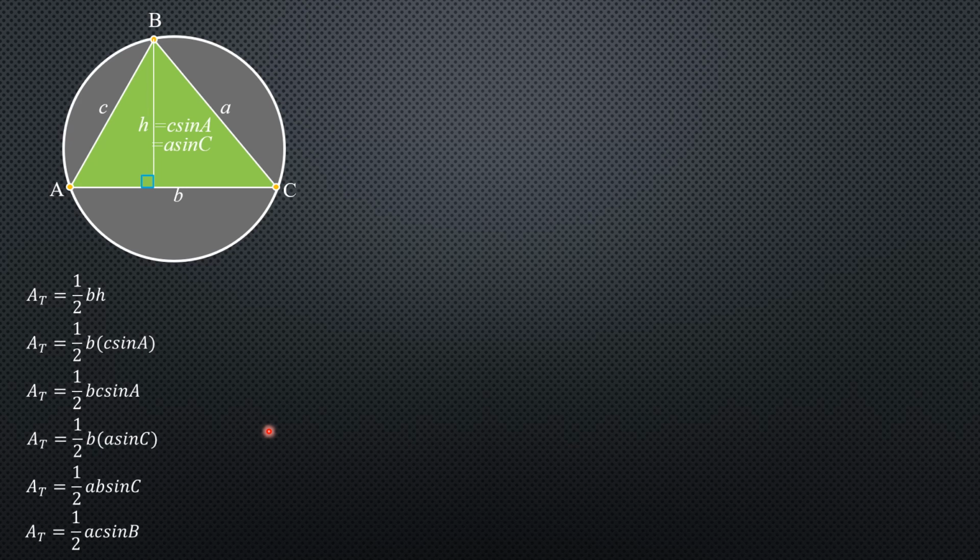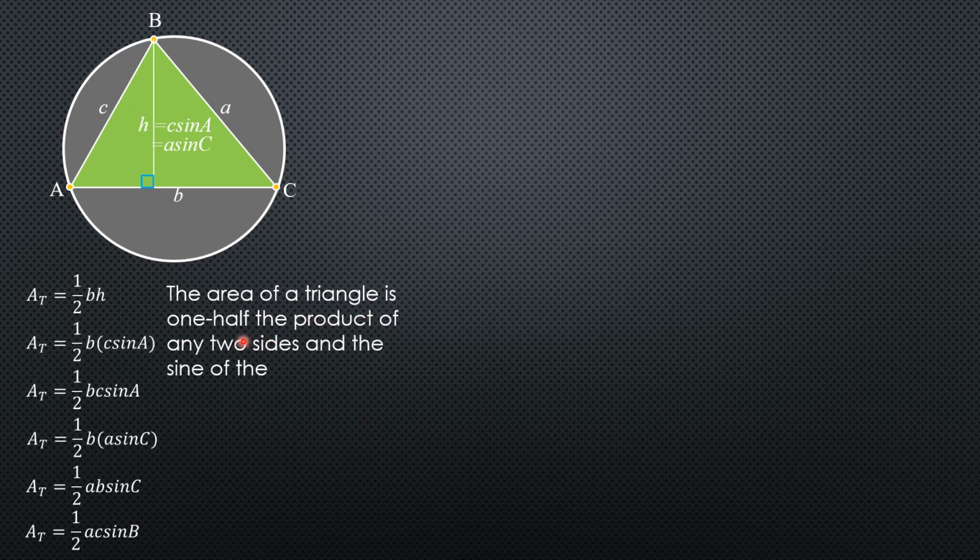So in short, the area of any triangle is equal to 1/2 the product of any two adjacent sides times sine of the angle between those sides. So stated in words, the area of a triangle is 1/2 the product of any two sides and the sine of the angle between these sides. So I hope you can easily recall that it is just 1/2 the product of any two sides of the triangle times sine of the angle between those sides.